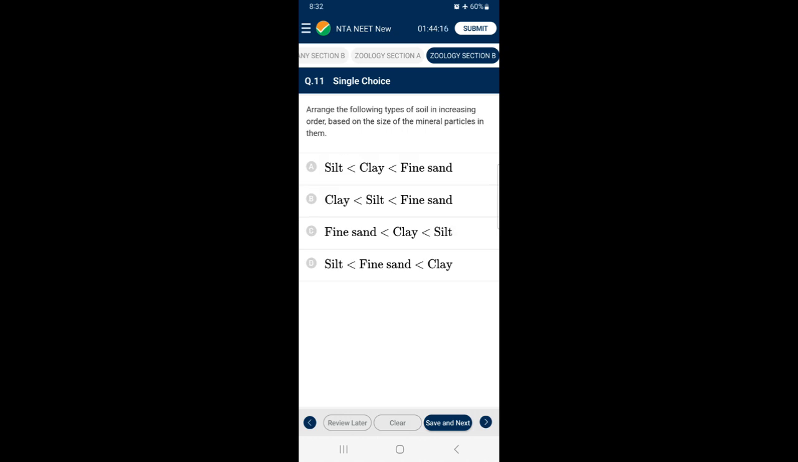Question number 11. Arrange the following types of soil in increasing order based on the size of mineral particles in them. See the statements. The particle size of clay is less than 0.002 mm, while that of silt is 0.002 to 0.05 mm. The particle size of fine sand is 0.05 to 0.2 mm, while that of coarse sand is 0.2 to 2 mm. So the answer for this question is option B. The soil in increasing order: clay, silt and fine sand. That is the correct option.